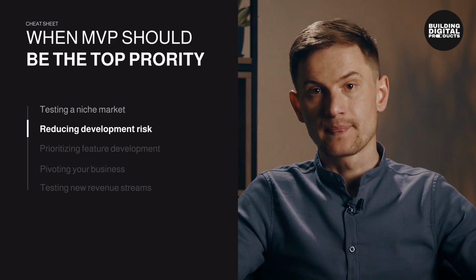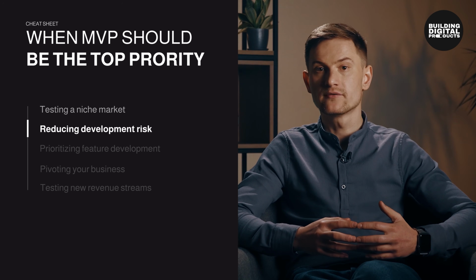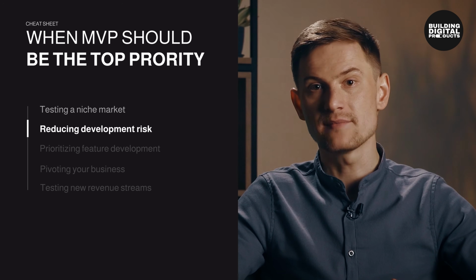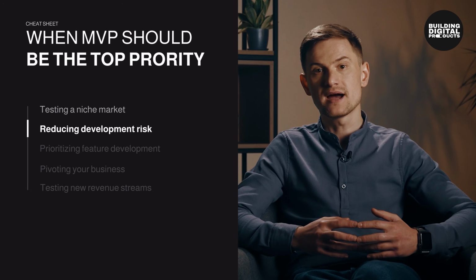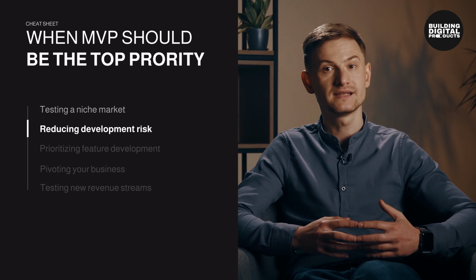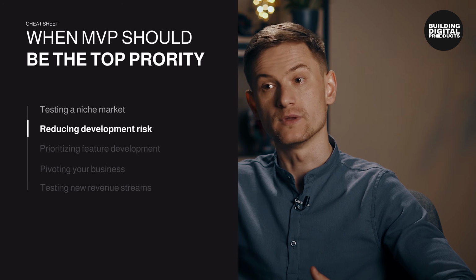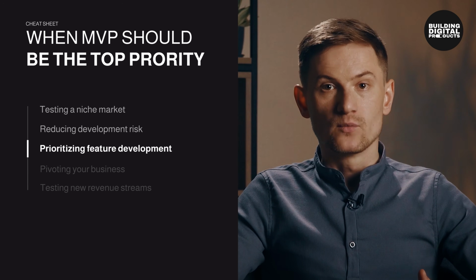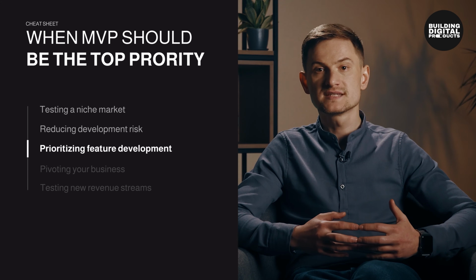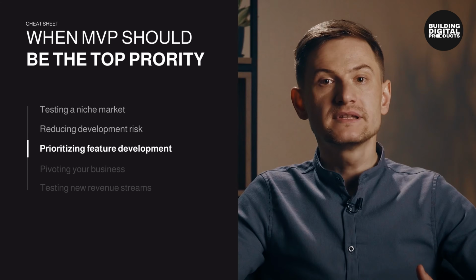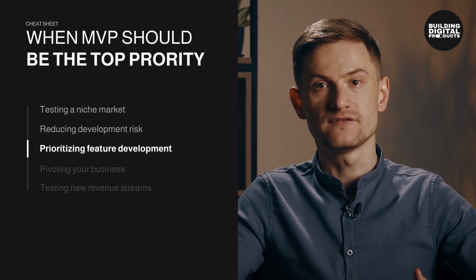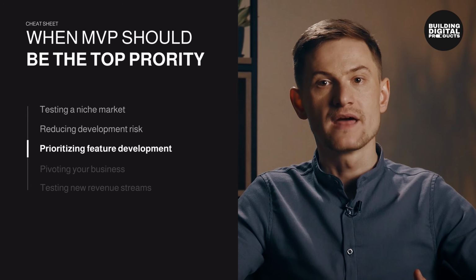Reducing development risk. Developing a full-fledged product without prior validation can be risky, especially if it involves a significant investment of time and resources. An MVP allows you to minimize the risk associated with development by enabling you to test your product's core functionalities and gather valuable feedback before moving forward. Prioritizing feature development. With limited resources, it's crucial to prioritize the development of features that have the most significant impact on your product's success. Building an MVP helps you identify the most critical features, allowing you to allocate resources efficiently and focus on developing the features that matter the most.